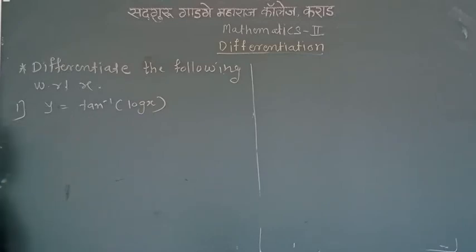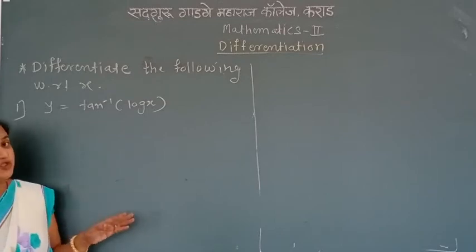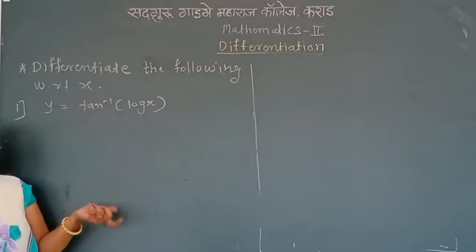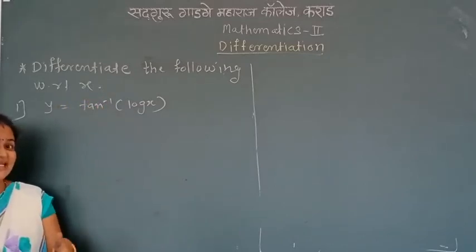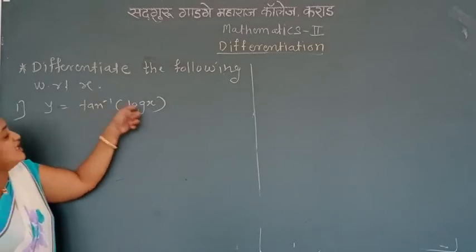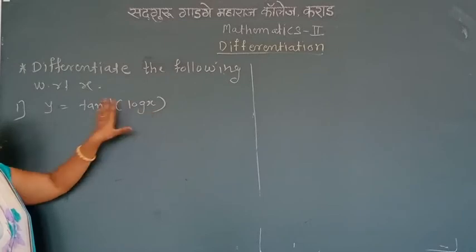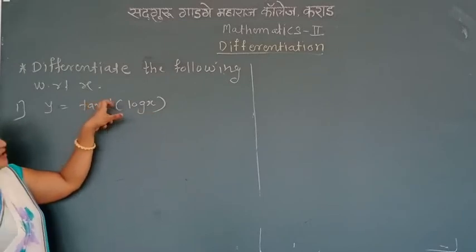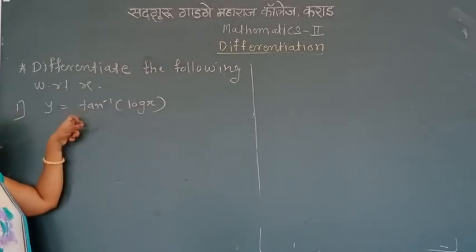Whenever a function is given, we can check whether the given function is a standard function or a composite function. So we know the tan inverse of x derivative. What is the tan inverse of x derivative? 1 upon 1 plus x square. But here tan inverse of log of x means x is replaced by the log x term. So here it is a composite function. Standard function is tan inverse and sub function is log x. So first we differentiate with respect to x.